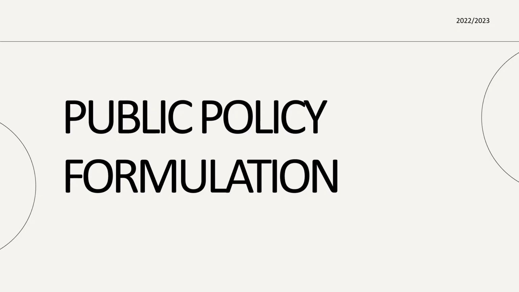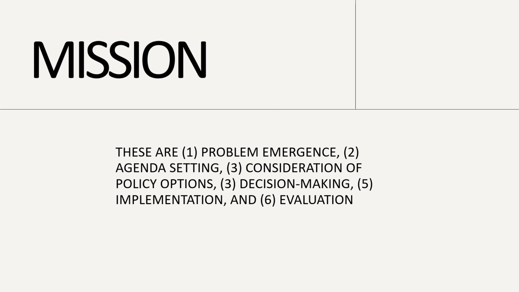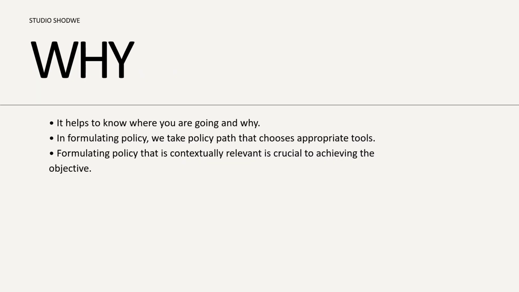Public policy formulation. The steps are: first, problem emergence; second, agenda setting; third, consideration of policy options; fourth, decision making; fifth, implementation; and sixth, evaluation. Why? It helps to know where you are going and why. In formulating policy, we take a policy path that chooses appropriate tools. Formulating policy that is contextually relevant is crucial to achieving the objectives.